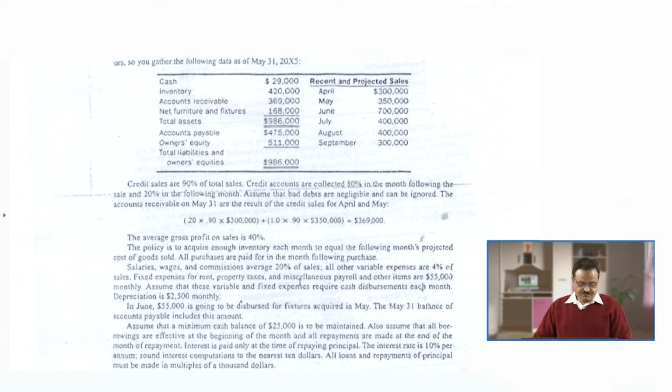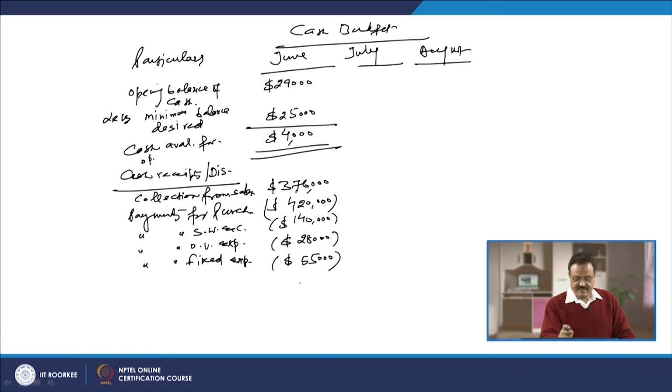Now, continue reading. In June, $55,000 is going to be disbursed for fixtures acquired in the month of May. So this is another head of outflow, another head of expense which we have to pay. Payment for fixtures. How much are we going to pay for the fixtures? Again $55,000. This is the payment for fixtures.